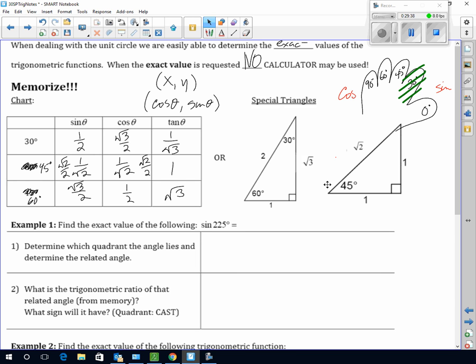Root 3 over 2. What am I? Cos, root 3 over 2 right there. Okay? So if I want to know, say, the 60-degree one, I'll put the 60-degree finger down. So if I want to know what sine of 60 degrees is, you see I have 3 fingers. Sine of 60 degrees is root 3 over 2. 3 fingers, root 3 over 2.